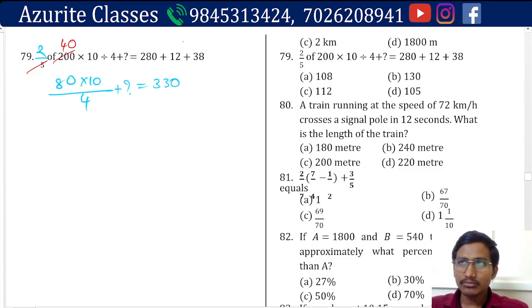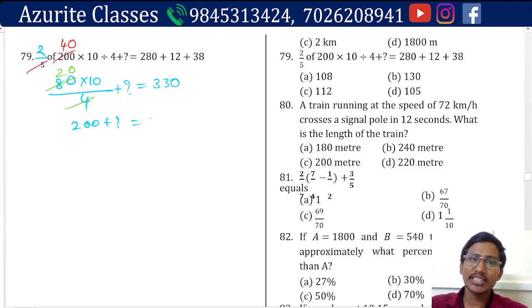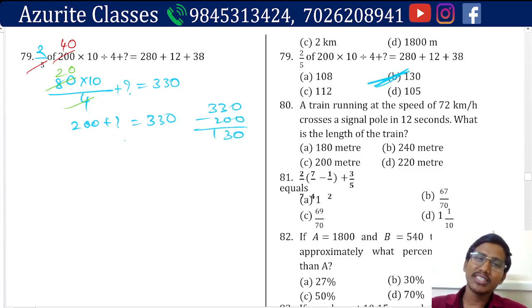So now what we will do here, we'll cancel it out. Once again we'll cancel it out. Here 4 20s are 80, 20 into 10 is 200, right? So 20 into 10 is 200, plus how much will be 330? 200 plus how much is 330? So 130, right? Or you can subtract it, that is 330 minus 200, you will get 130. So that is the answer, option B. The question mark will be 130.